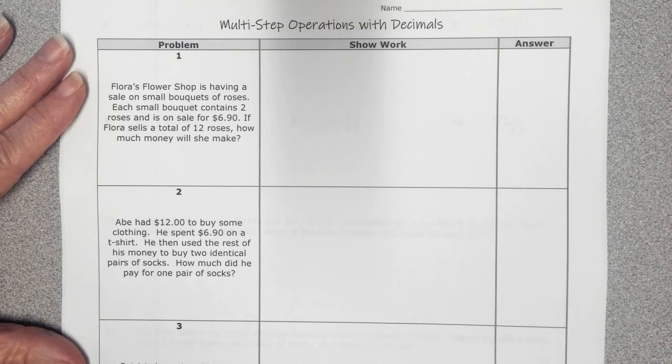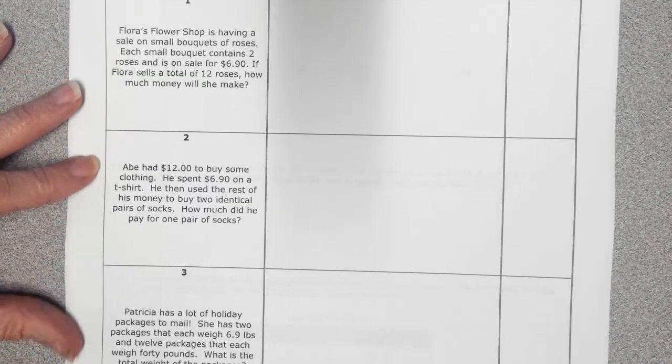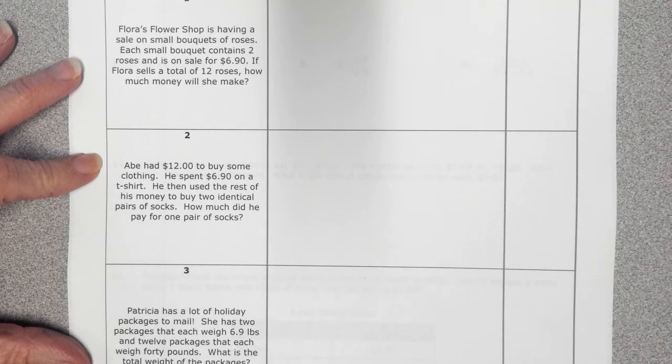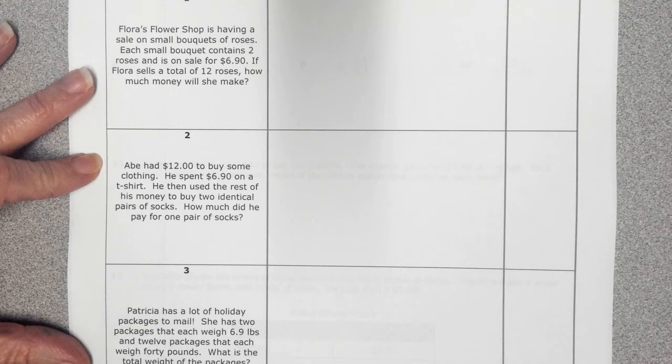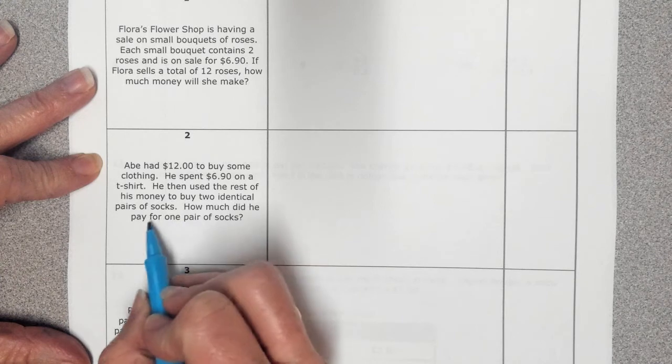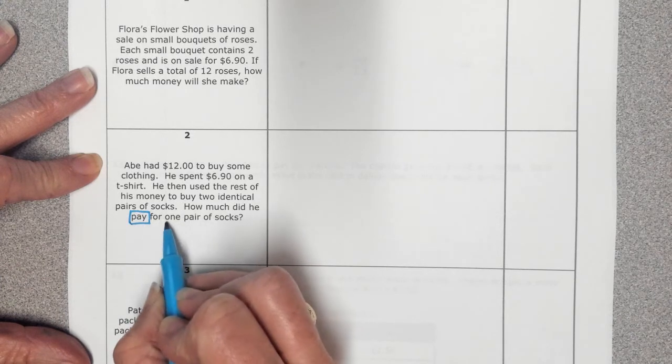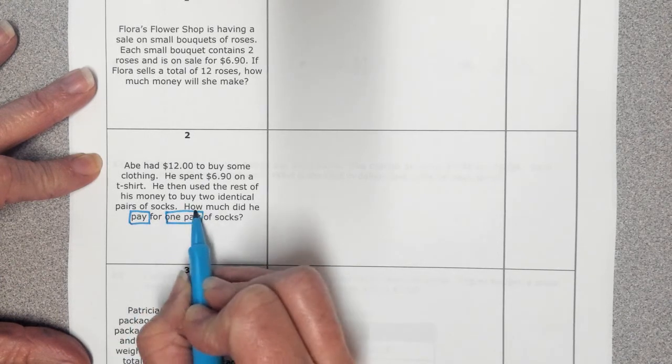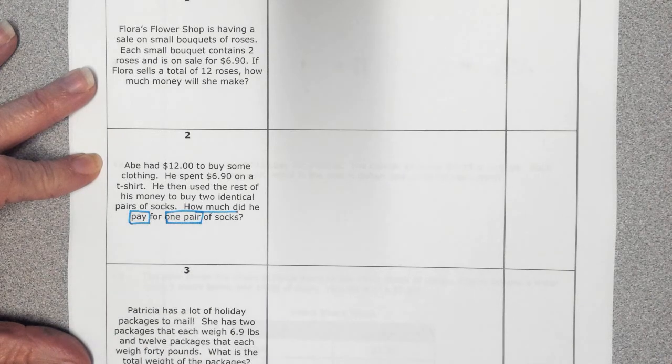So if you take a look here at number 2, we've got Abe had $12 to buy some clothing. He spent $6.90 on a t-shirt. He then used the rest of his money to buy 2 identical pairs of socks. So we want to know how much did he pay for just one pair of socks. Okay, lots of things going on there. We can kind of picture that in our head, that he is going to the store.